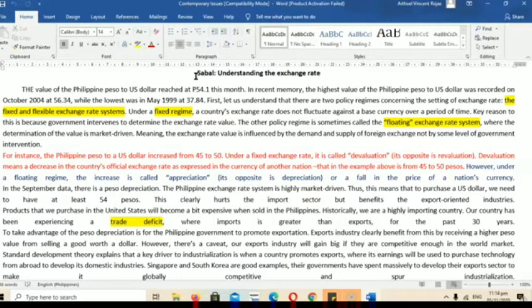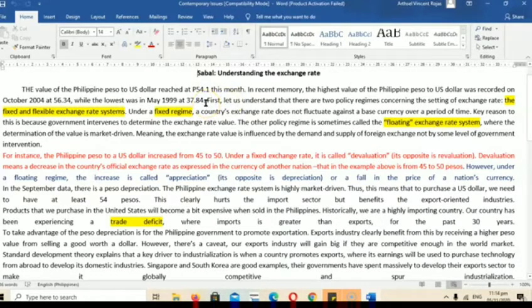The value of the Philippine peso to US dollar reached 54.10 pesos this month. In recent memory, the highest value of the Philippine peso to US dollar was recorded in October 2004 at 56.34 pesos, while the lowest was in May 1999 at 37.84. Now, let me remind you that this article was published last year. This is not the latest, but it was published last year.